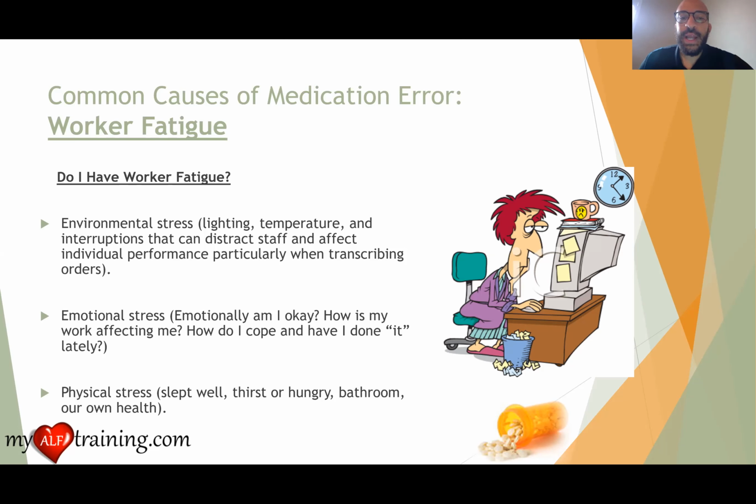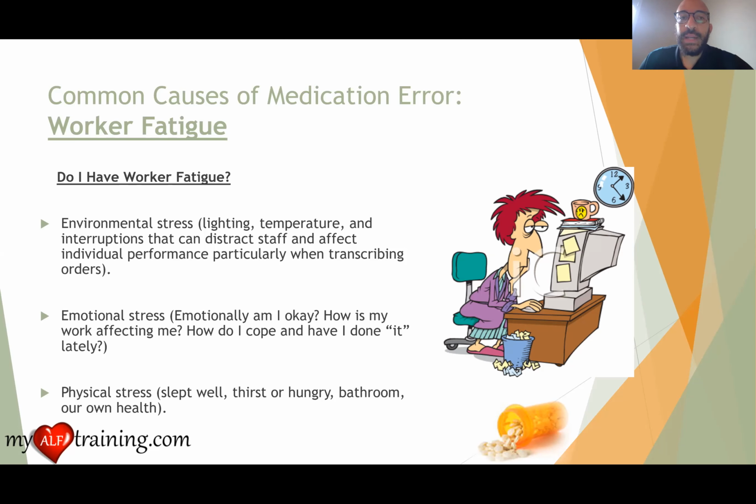Did you sleep well the night before? Are you thirsty? Are you hungry? Have you used the bathroom? We're on our feet a lot. We're helping people who can't do these things for themselves. So we almost feel like we shouldn't do them either, or we forget to do these simple things for ourselves. I mean, I'm referring to drinking and eating and bathroom.